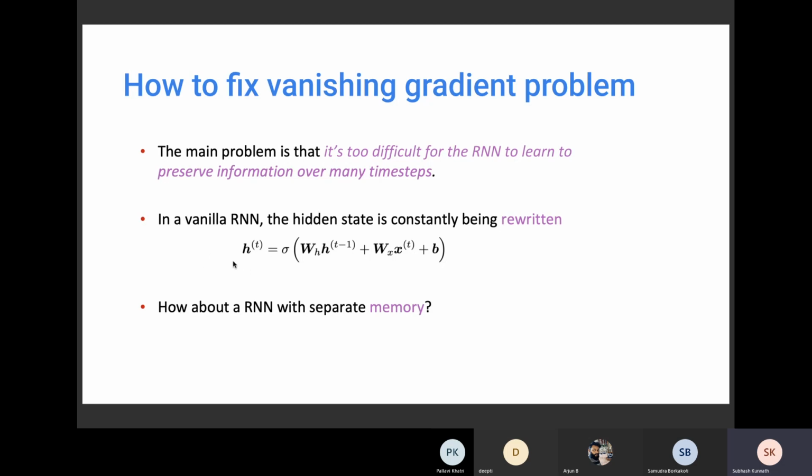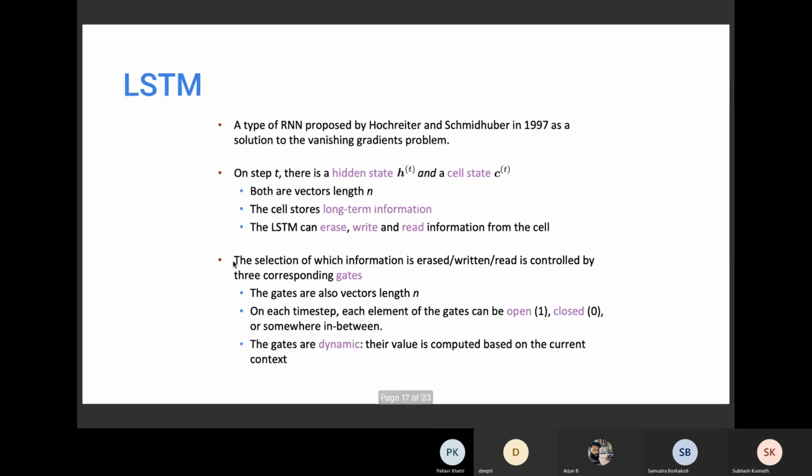This is automatically happening. So one way to solve the vanishing gradient problem is, people thought about having a memory which can be activated and deactivated. From that came the idea of LSTM, long short-term memory.